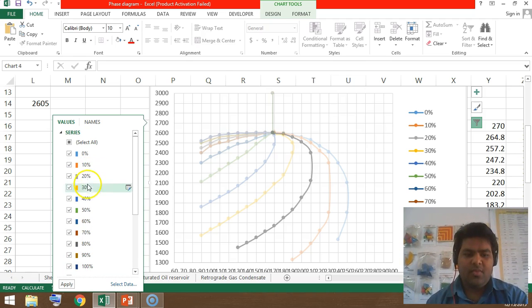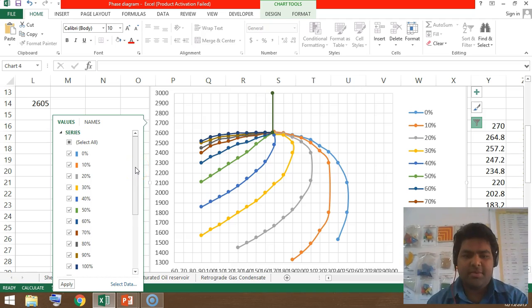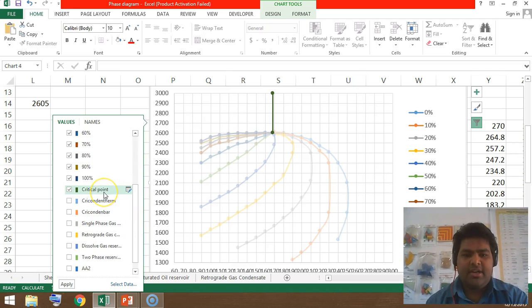Then there are a few important terminologies you need to understand. This line we are seeing, the vertical line, the bottom point of this line is called the critical point. The critical point is the point where the dew point curve and the bubble point curve meet. The pressure and temperature at this point we call the critical pressure and critical temperature.